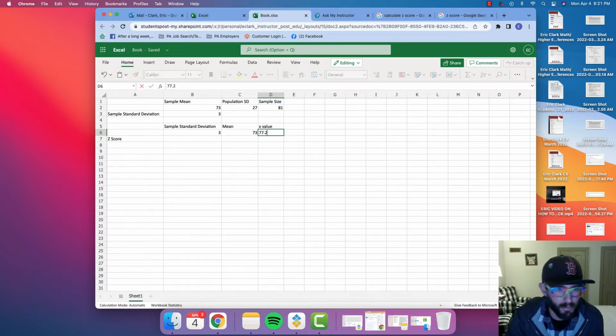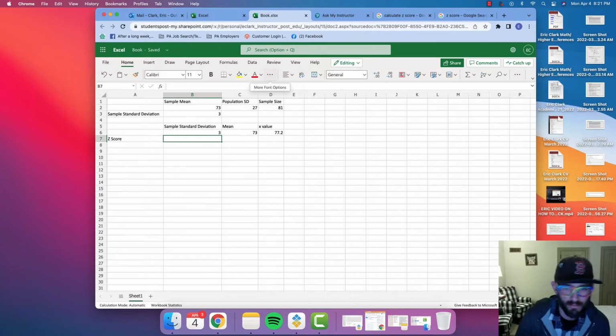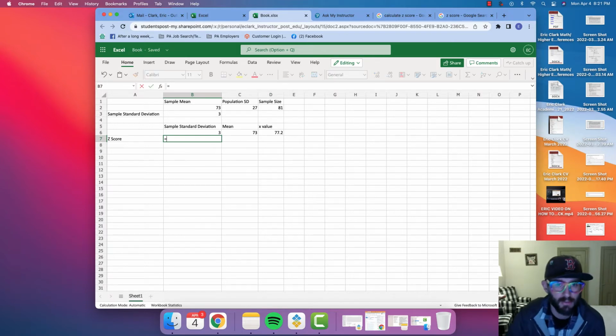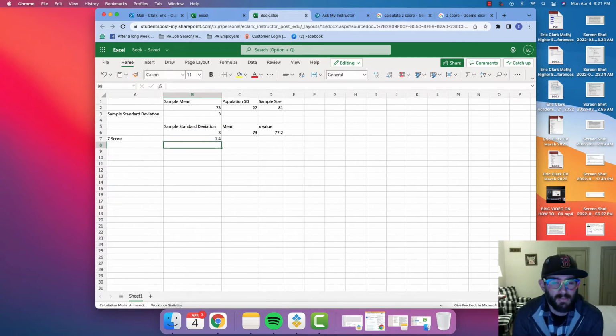Now if we're looking for the z-score, it's going to be equal to your x value minus your mean, and then we're going to divide that by your standard deviation. Since Excel is kind of finicky, I tend to put parentheses to ensure that the order of operations is followed in the way that it needs to. So here, this tells me that the x value of 77.2 has the equivalent z-score of 1.4.